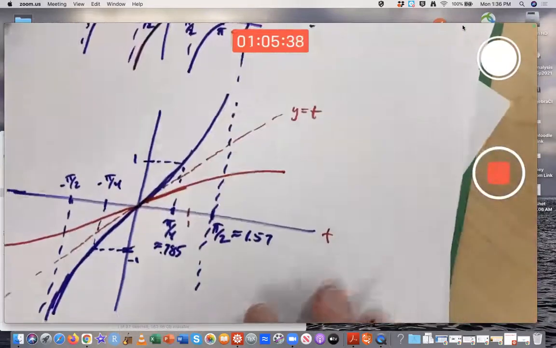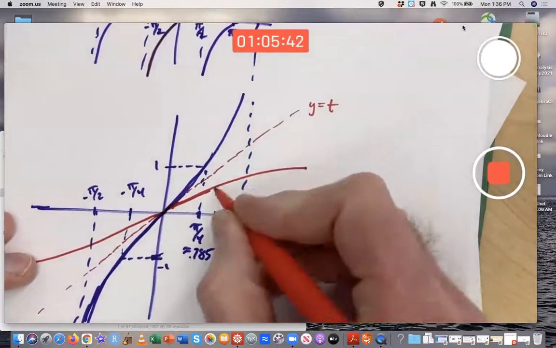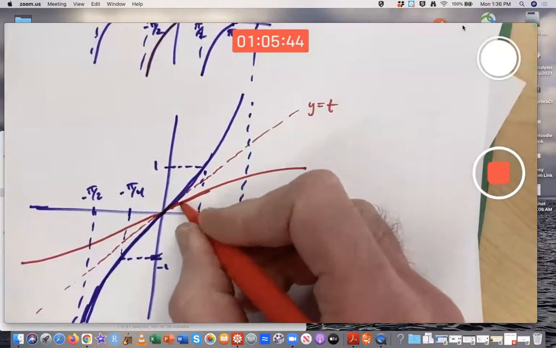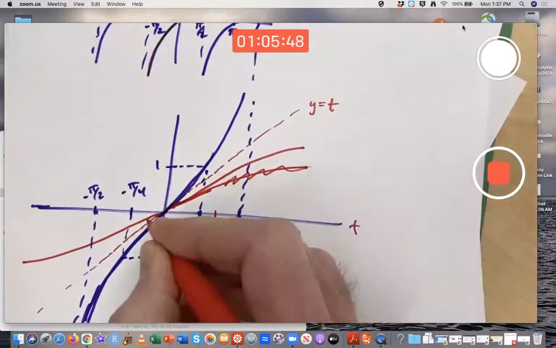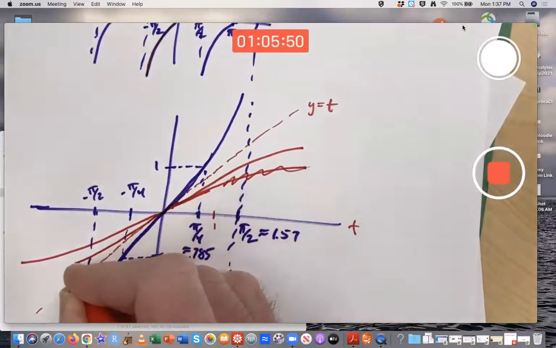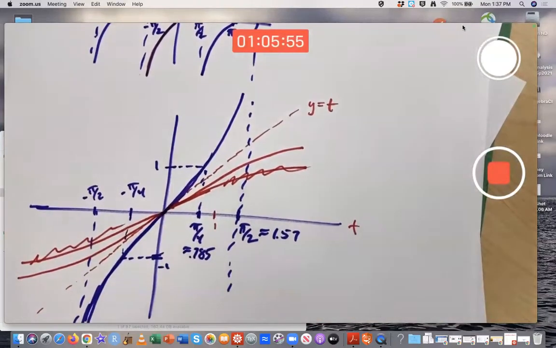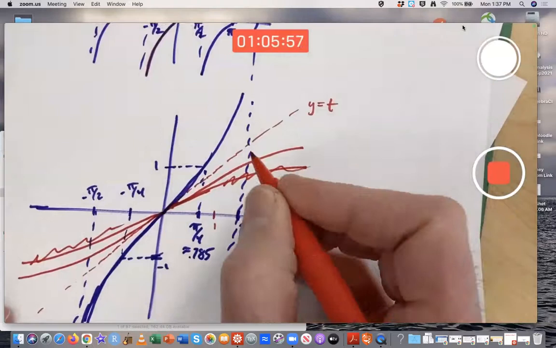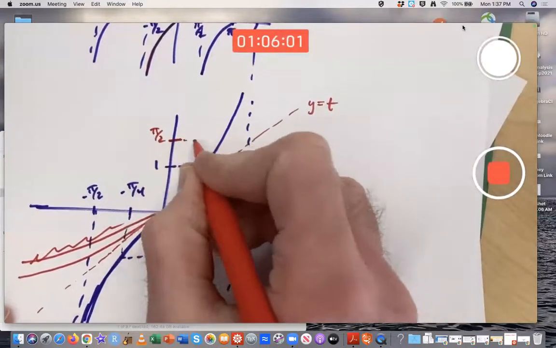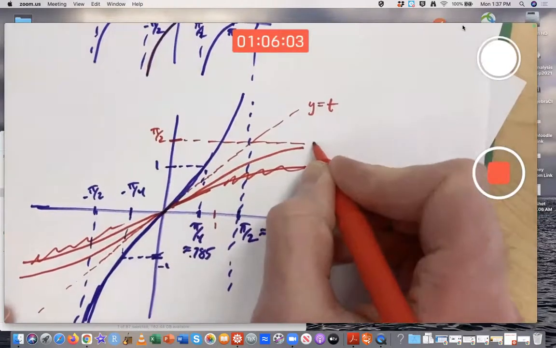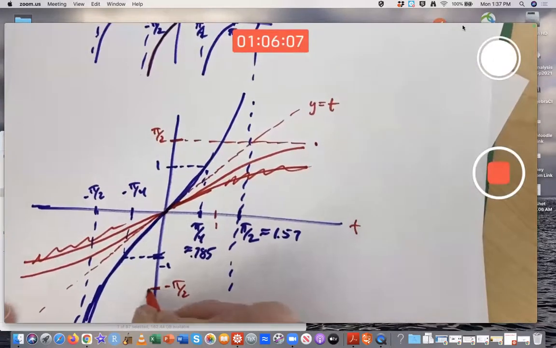And instead of having vertical asymptotes at plus or minus pi/2, oh, I should have drawn this better. Scratch this out. Instead of having vertical asymptotes at plus or minus pi/2, it's going to have horizontal asymptotes there. Pi/2 here, it's got a horizontal asymptote. Negative pi/2 here, it's got a horizontal asymptote.